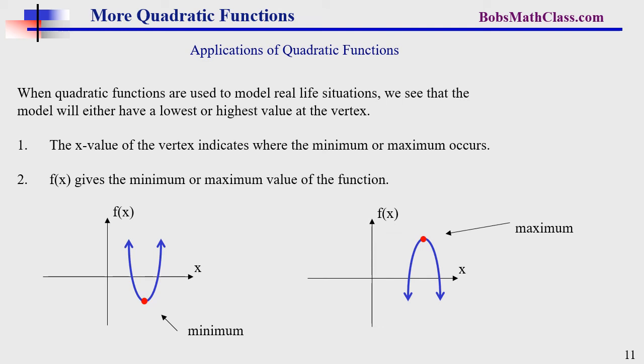Okay, we're going to just do one word problem here. There's lots of applications. First, let's think about a parabola. It either goes up or goes down. If the parabola goes up, then the vertex is a minimum. If the parabola goes down, then its vertex gives a maximum.